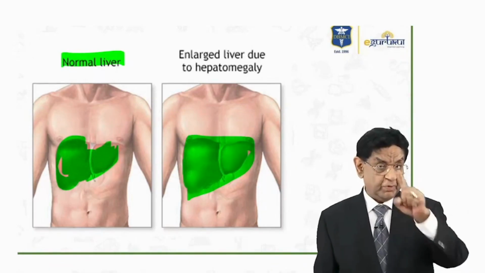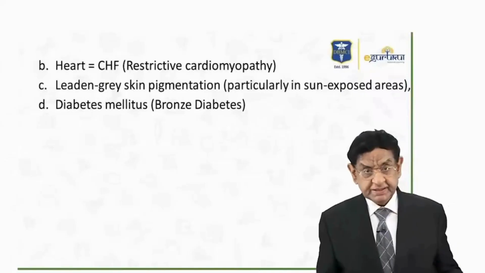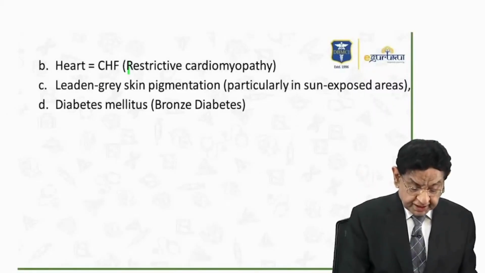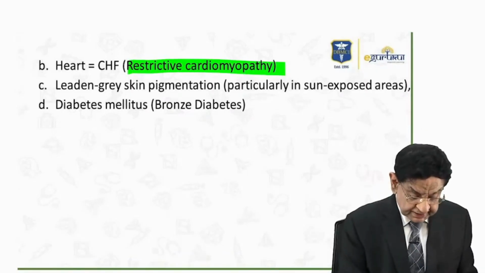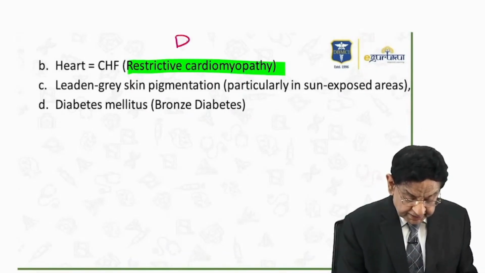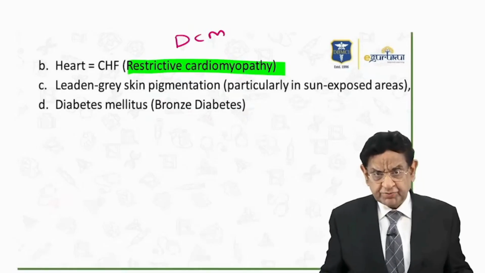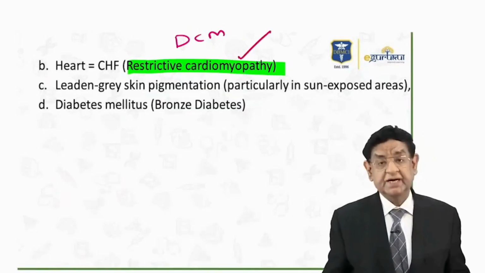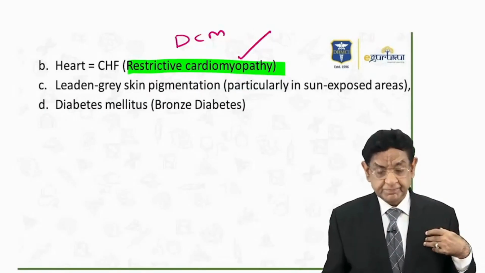Hepatomegaly occurs. Point 1. Point 2, in the heart, it can lead to restrictive cardiomyopathy. Of course, in some cases, even dilated cardiomyopathy can occur. But from a practical exam point of view, restrictive cardiomyopathy is the main presentation. This is the cardiac problem.